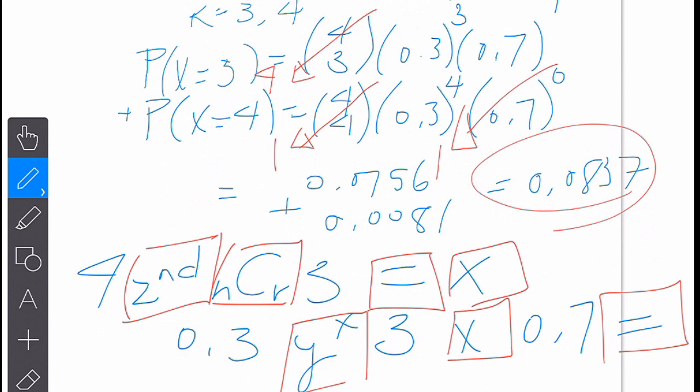So the y to the x is the power key. And you don't have to use the second function key for that. It's right above the 9. Okay, so that is the answer. Did I get the final answer? Yes, I did, right there.